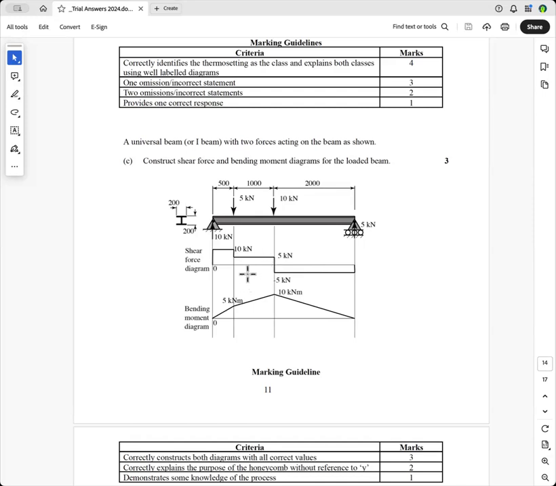And the bending moment diagram, all you do is that the bending moment at that point there is 10 times 0.5, so it's 5 kilonewton meters. And the bending moment at that point there is 10 times 2. Sorry, the bending moment at that point there is 5 times 2, which is 10 kilonewton meters. And you just draw it. And if this was a UDL, this would be curved.